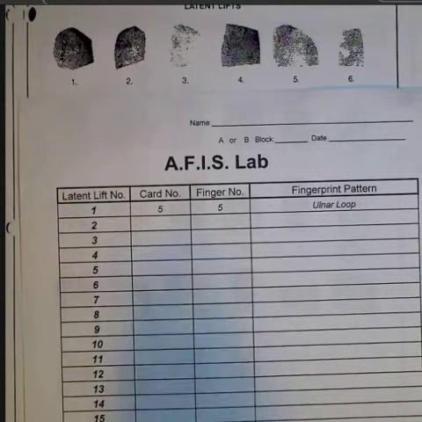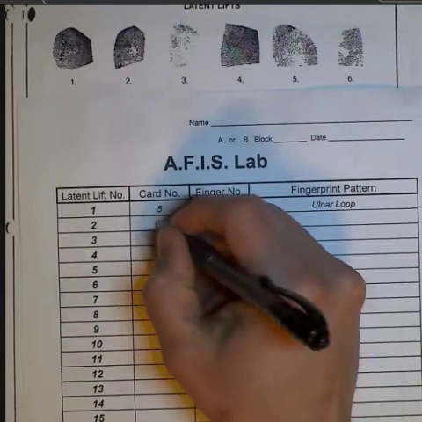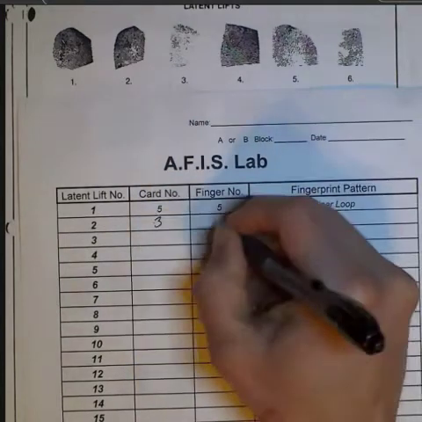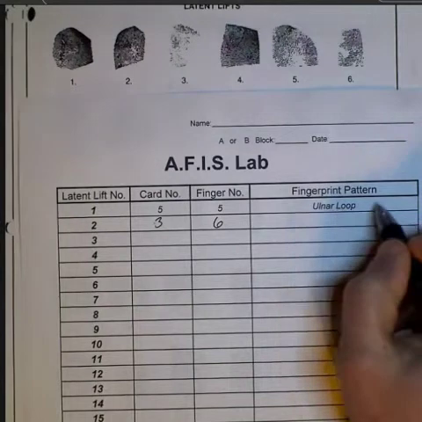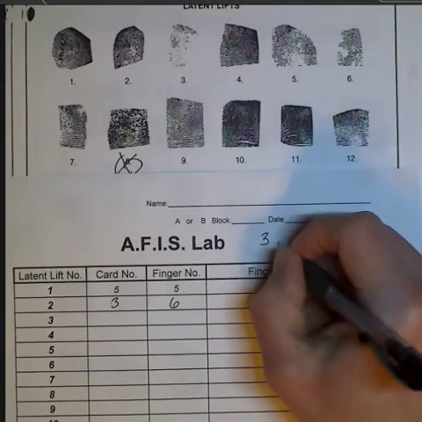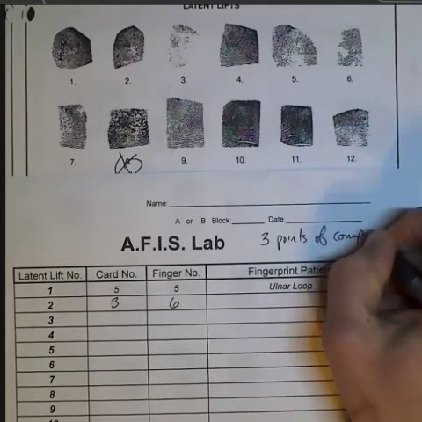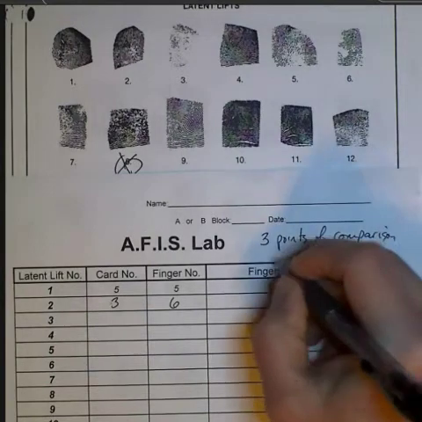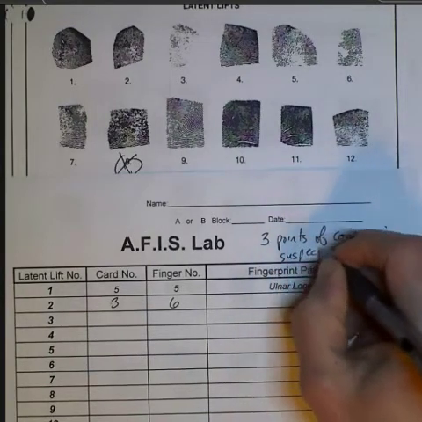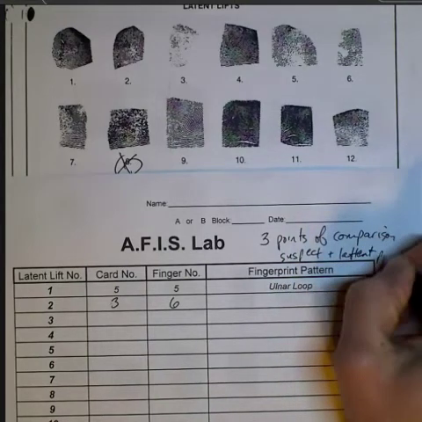So latent print number 2. If I was filling this out, I could say latent print number 2 is a match to, and this is not the right answer, maybe it's a match to card number 3, finger number 6. And then I'm going to classify the print pattern in that particular case. What I'd also like you to do, though, is come up with at least 3 points of comparison on both the suspect and the latent print, if I can learn how to spell.